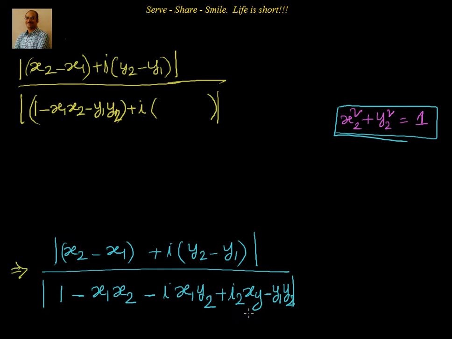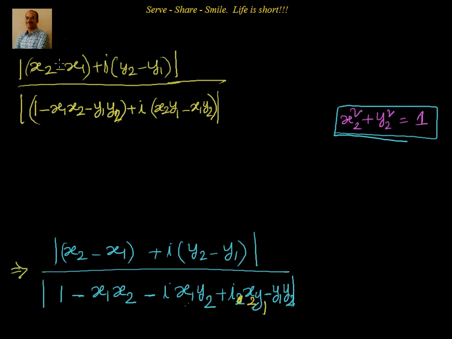I into, we have, okay, let me just check this. It should be x2 y1, right? We have x1 y2. This is x2 y1. That's a mistake on my part. So we have i into x2 y1 minus x1 y2. If this is x1 y2, this should be x2 y1. We are okay with that.